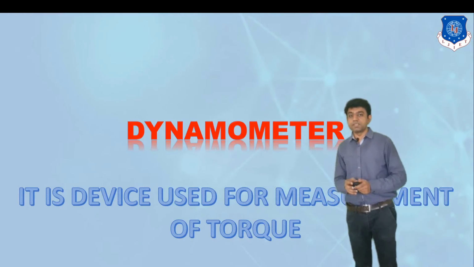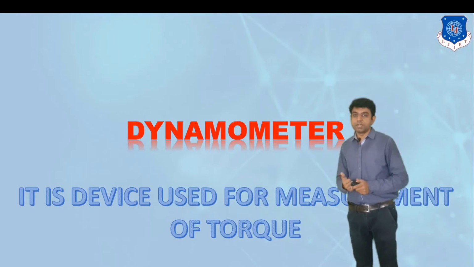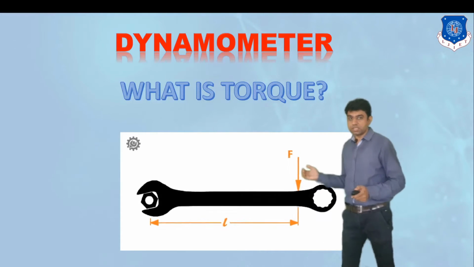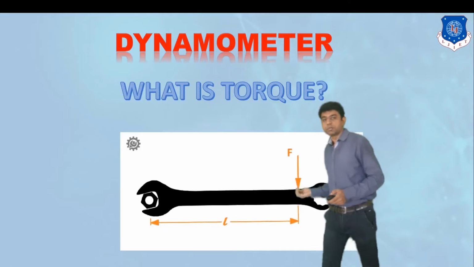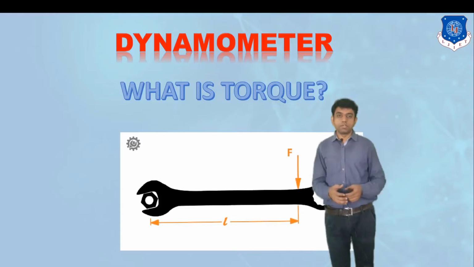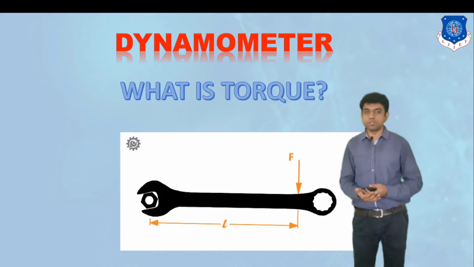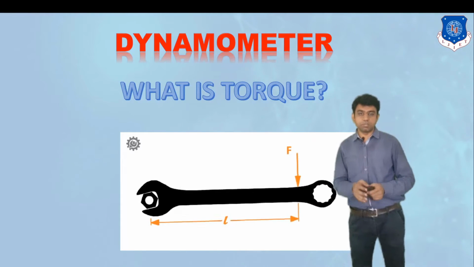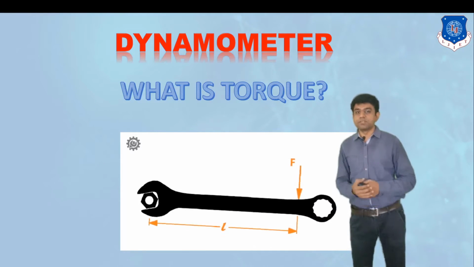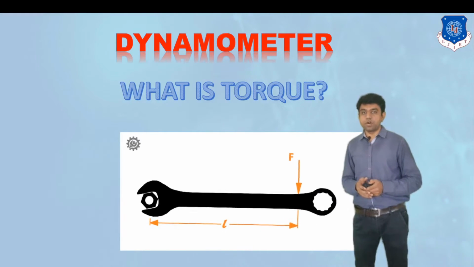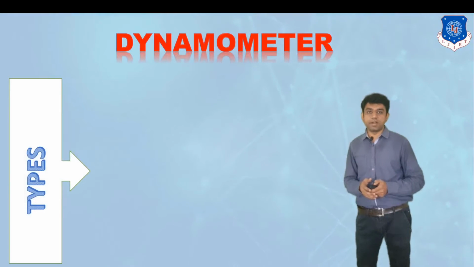So let's begin with the concept of understanding these different dynamometers. A dynamometer is used to measure the amount of torque. Torque is nothing but force into perpendicular distance. This perpendicular distance we can easily measure with a ruler or scale. What we actually need to figure out is the force measurement, how much force is required, right? So this is an indication of torque which can be easily measured with the help of a dynamometer.